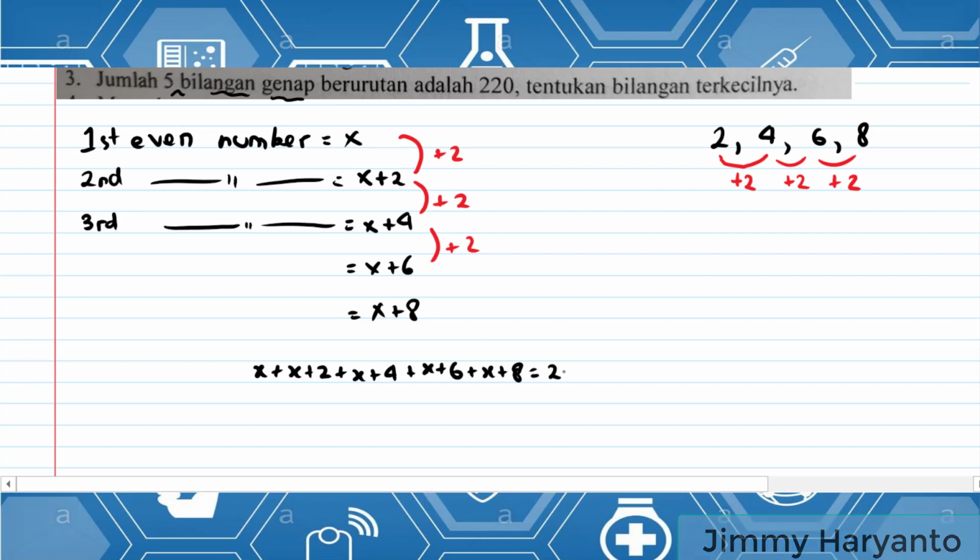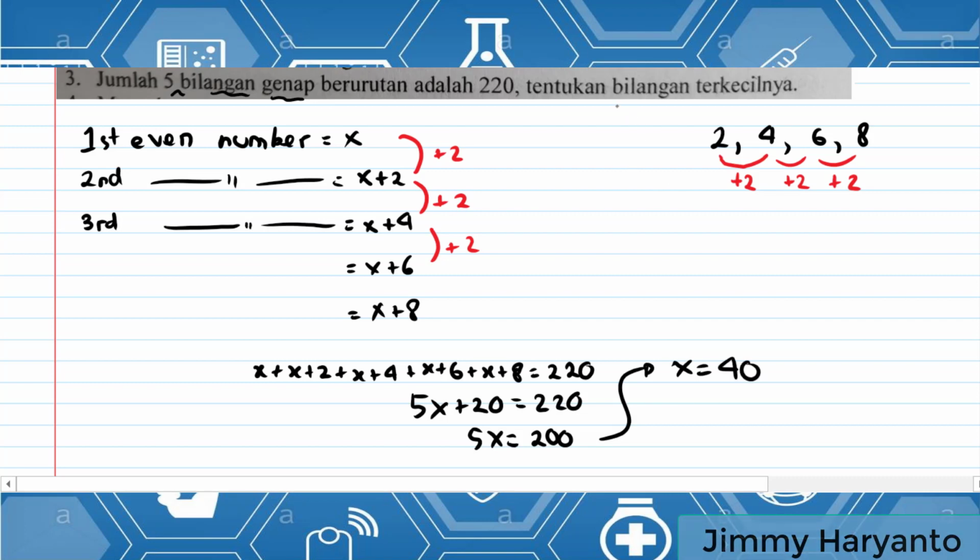equals 220. 5x, and then 2, 4, 6, 12, 20, equals 220. 5x equals 220 minus 20 is 200. x equals 200 divided by 5 is 40, ya.